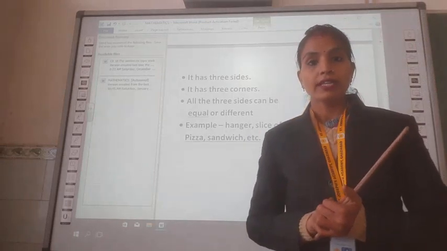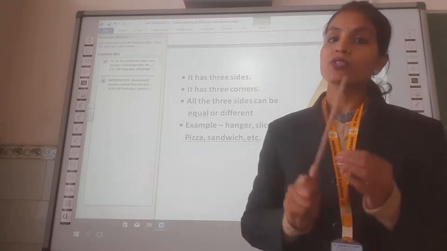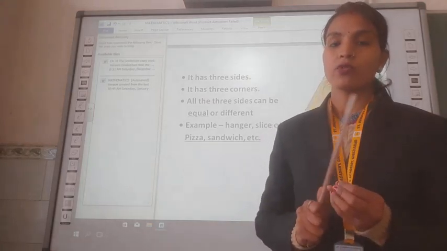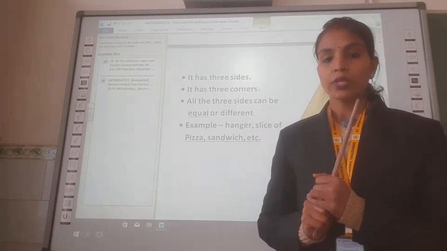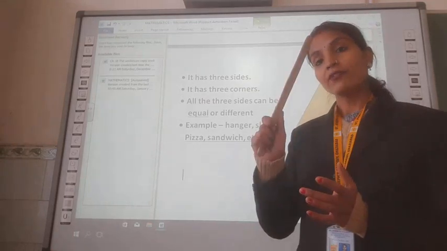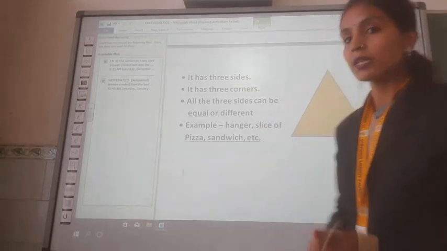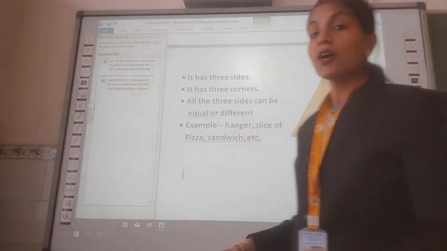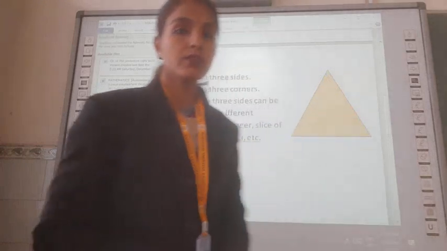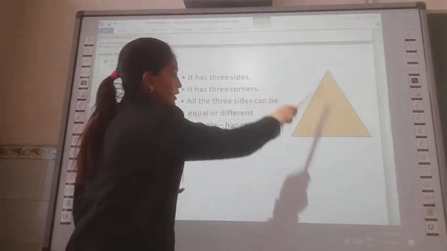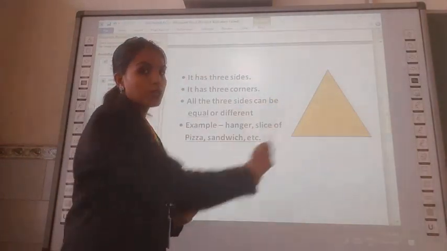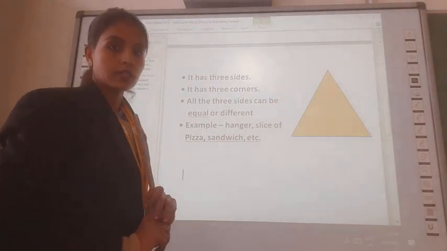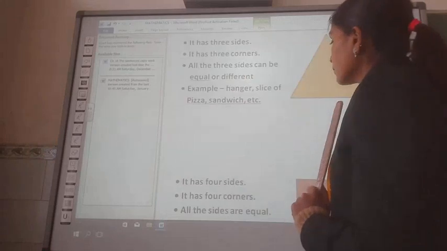How will we recognize that it is a triangle? First of all, we will count the sides of that particular thing. If it has 3 sides, that means it will be a triangle. Okay? Now we will study another shape.